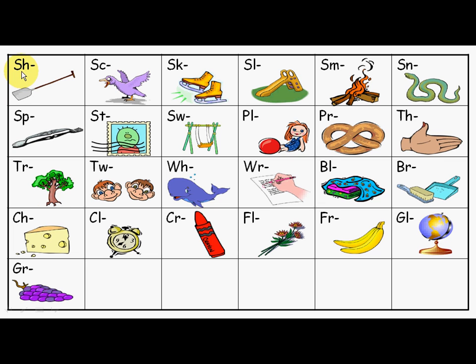So let's go ahead and start from the beginning. This is the blends chant chart. Sh, shovel. Sk, scream. Sk, skate. Sl, slide. Sm, smoke.